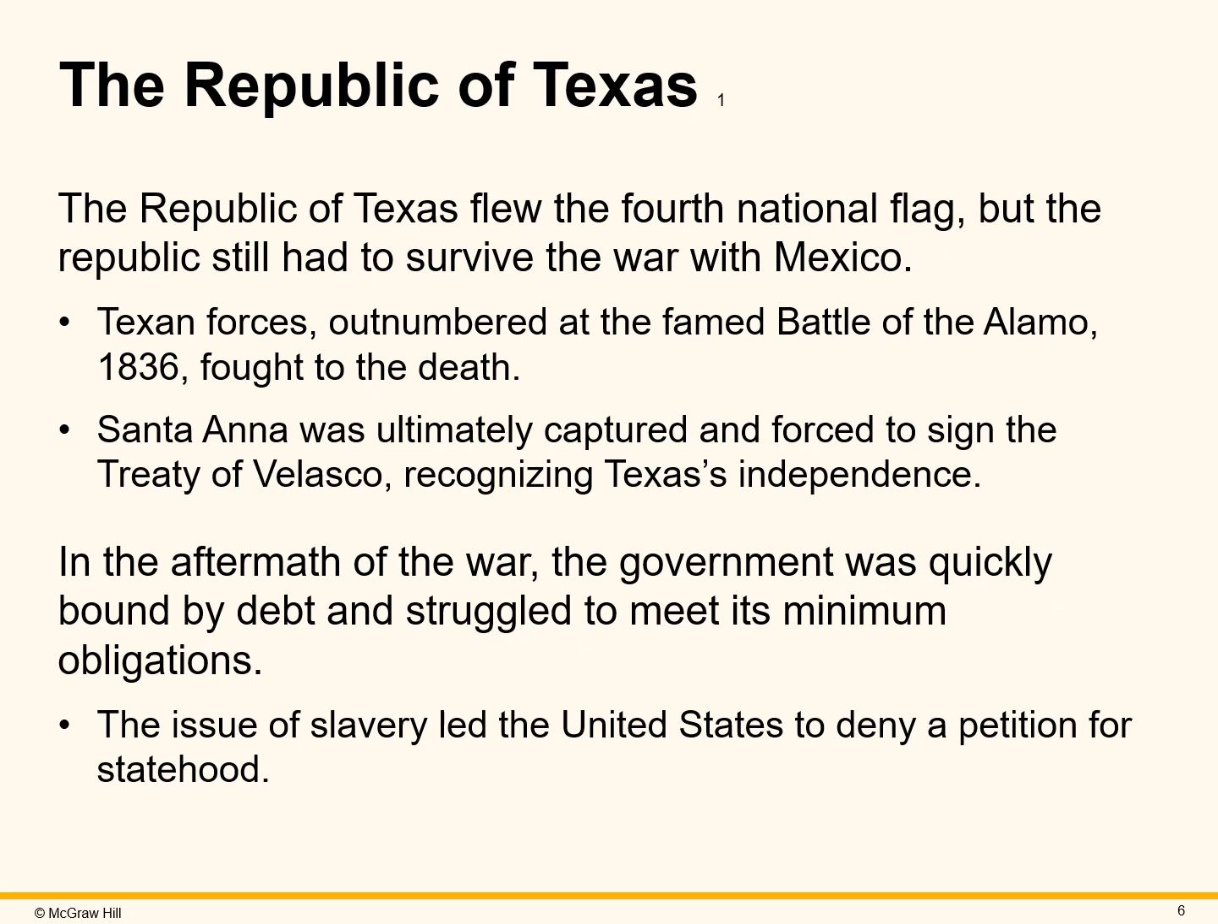Texan forces, outnumbered at the famed Battle of the Alamo in 1836, fought to the death. Santa Anna was ultimately captured and forced to sign the Treaty of Velasco recognizing Texas's independence. In the aftermath of the war, the government was quickly bound by debt and struggled to meet its minimum obligations. The issue of slavery led the United States to deny a petition for statehood.